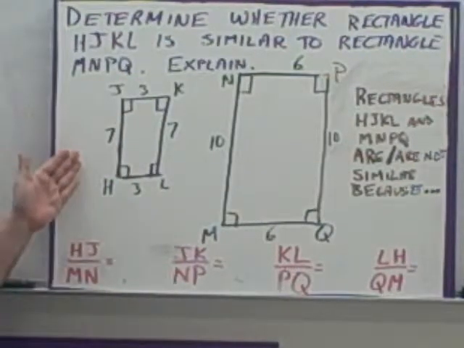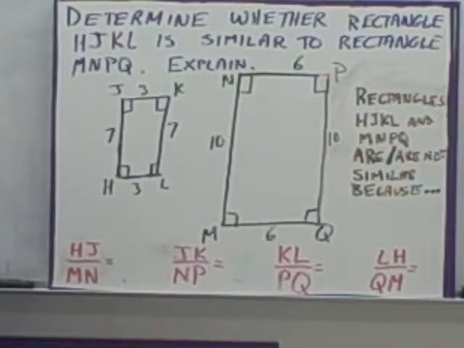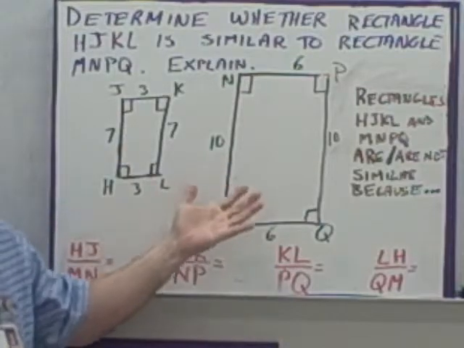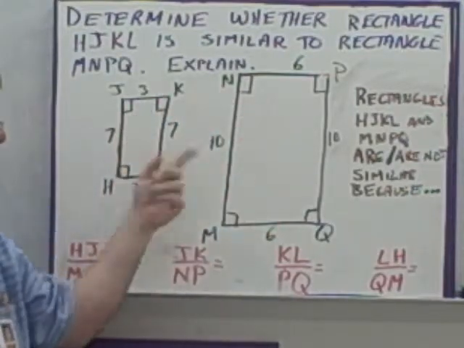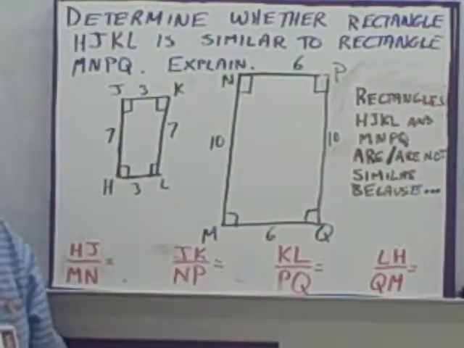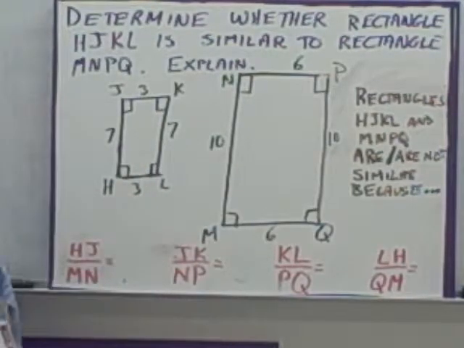All right, to figure it out, we look at the corresponding parts. Well, the angles here, 90, 90, 90, 90, they're all 90. So this angle matches that one, they all match up angle-wise. So as far as the angles are concerned, these are similar figures. But we also have to check the proportionality here.